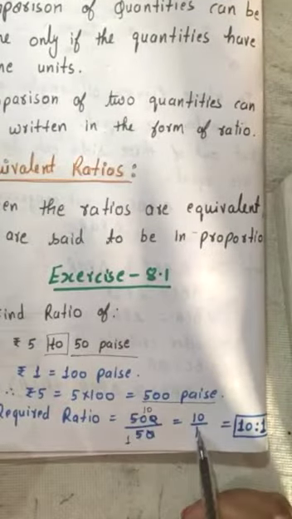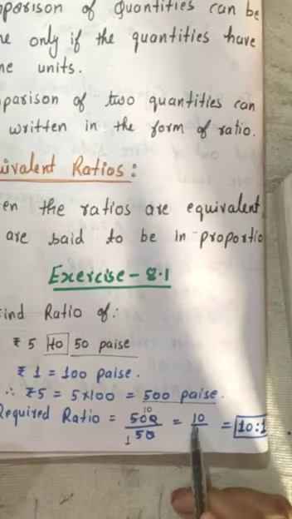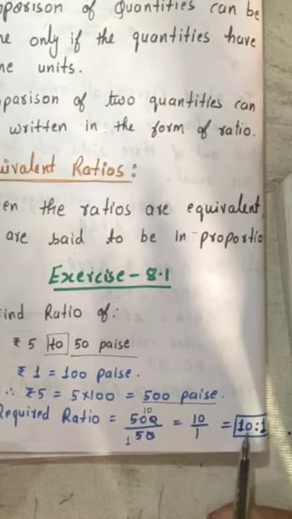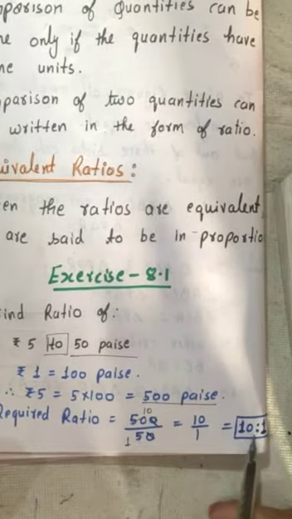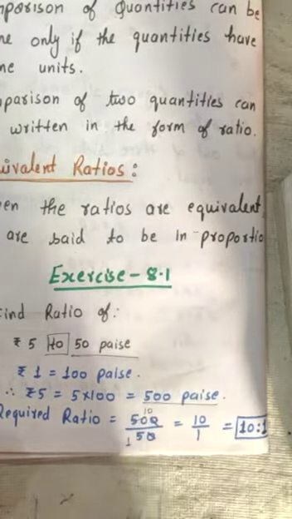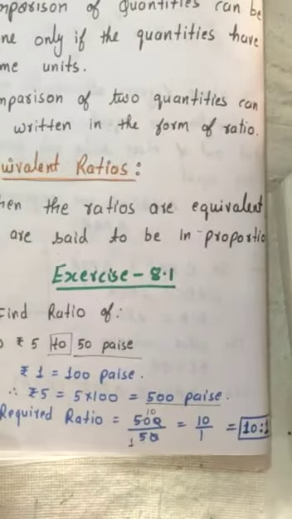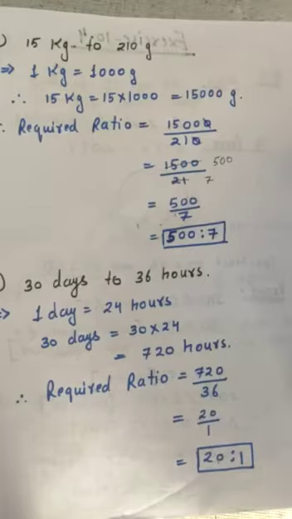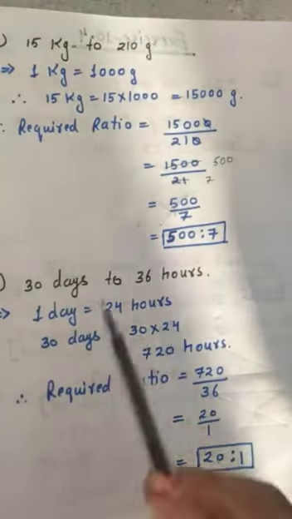This is the fraction; when you write it in the form of a ratio, it becomes 10:1. You read it as 10 to 1. So this is the answer. Similarly, we'll do other sums also. I have done two more sums for you.